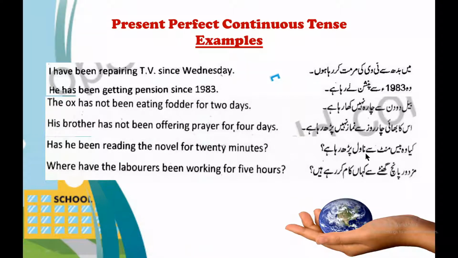क्या वो 20 मिनट से नॉवल पढ़ रहा है? Has he been reading the novel for 20 minutes? So has plus subject plus been and then verb. So been would always be used with the main verb. मजदूर 5 घंटे से कहाँ काम कर रहे हैं? Where have the laborers been working for 5 hours? So this is what present perfect continuous tense is all about.